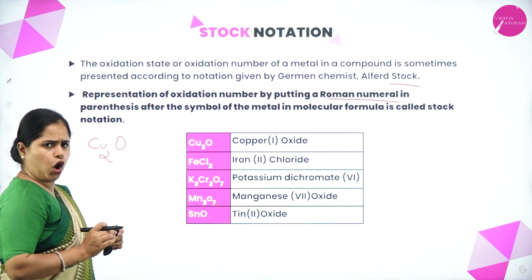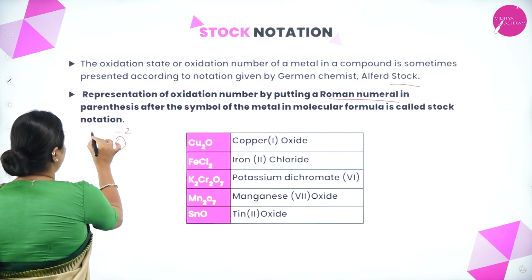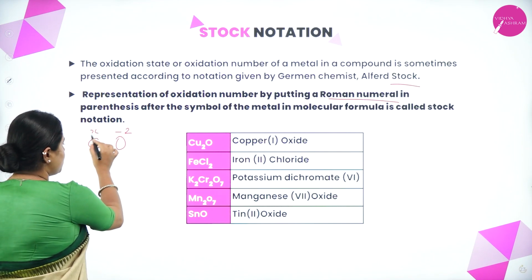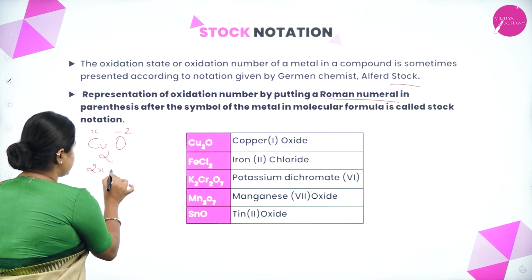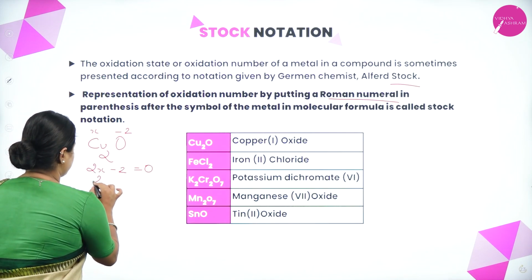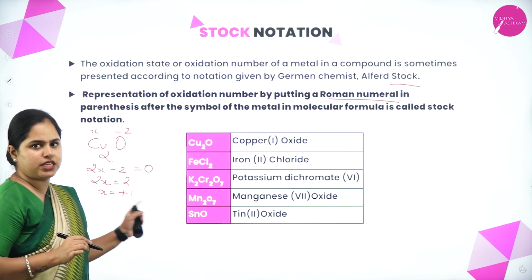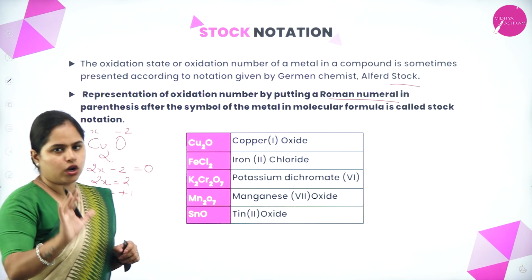So let's see the oxidation number here. For oxygen it is -2, right? For copper we don't know, so we are going to keep it as X. So how many atoms are there? 2. So 2X minus 2 is equal to 0. It's not having any other charge, right? So 2X is equal to 2 and X is equal to +1, right? It's +1. So we got the oxidation number.